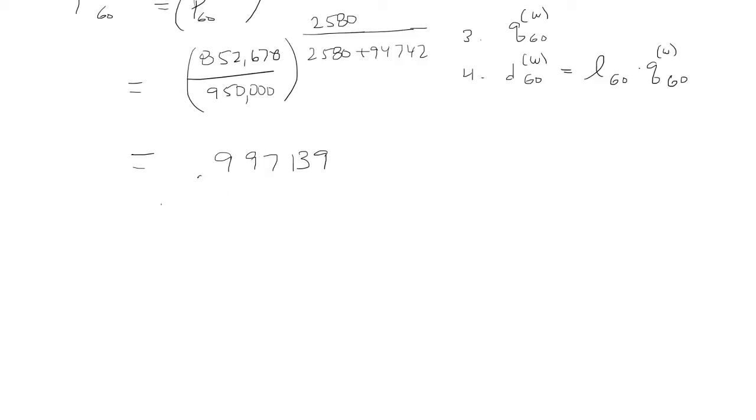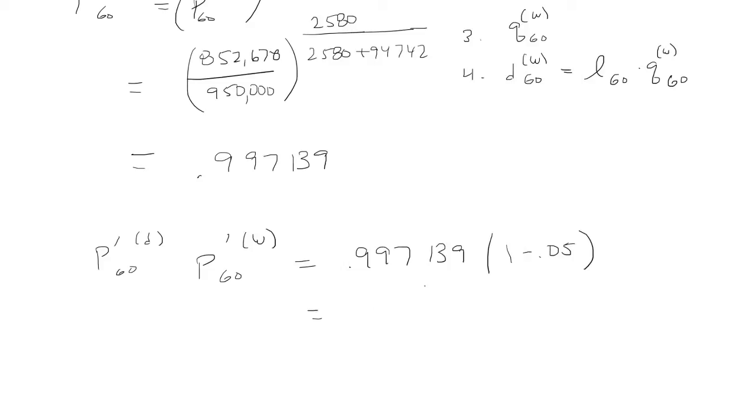Okay, so now the second step was to find the total probability. So we're going to take both decrements and multiply the probabilities. So we just found the death one to be 0.997139. And the P prime 60 decrement W, that one was corrected. So it's 1 minus 0.05. So we'll just write it like this, 0.95. Okay. So this is the total probability of surviving.